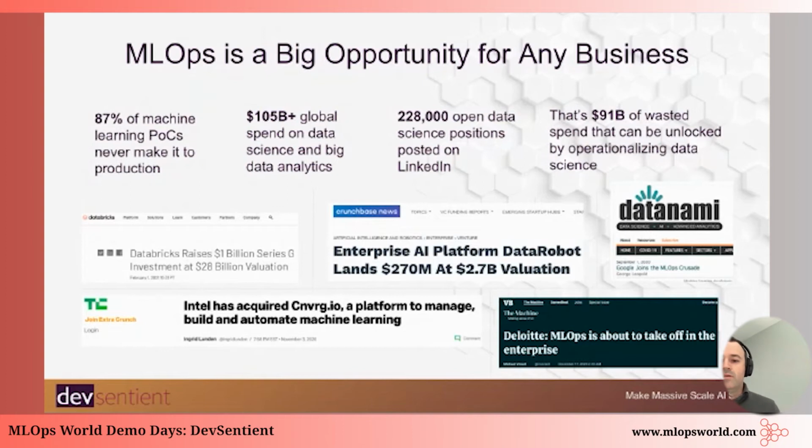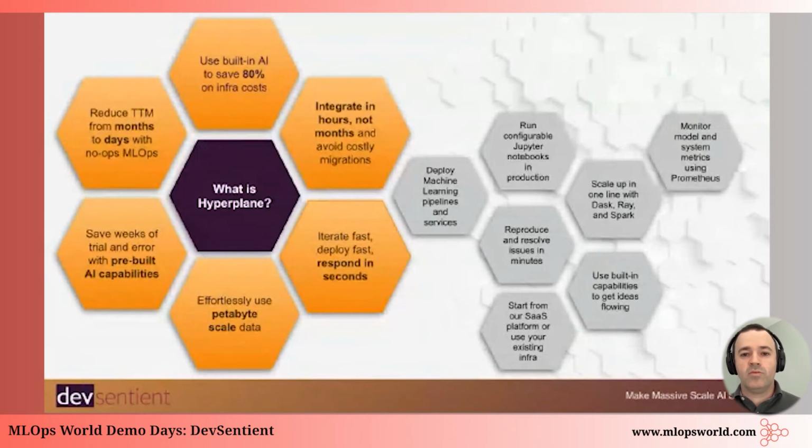So what is DevSentient and what is Hyperplane? Hyperplane is our end-to-end platform that is designed to get scientists from idea to production and to maintain their own work in an entirely self-sufficient way. What we're trying to do is not provide another point solution, or another entire cloud ecosystem. We're solely focused on the workflow of the scientists as they go through the process of ideation, experimentation, scaling, automation, and then monitoring and issue resolution.